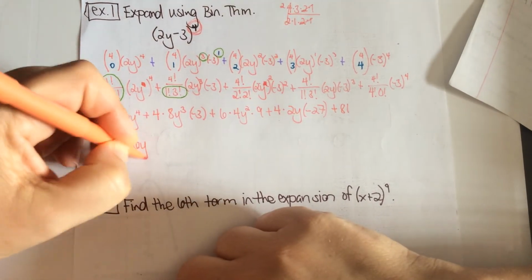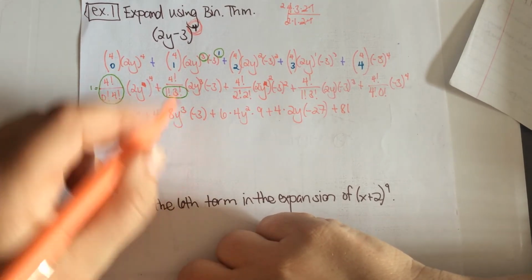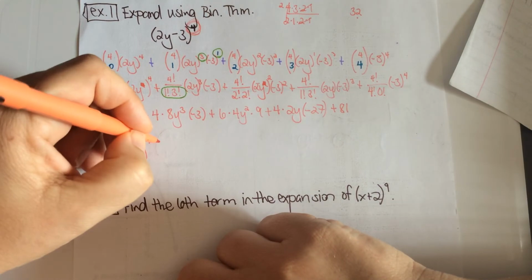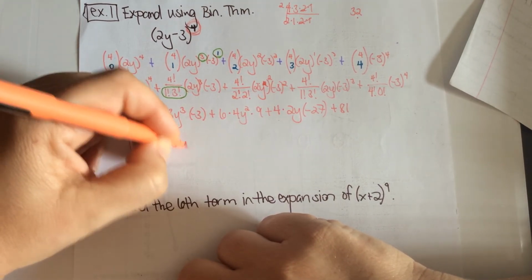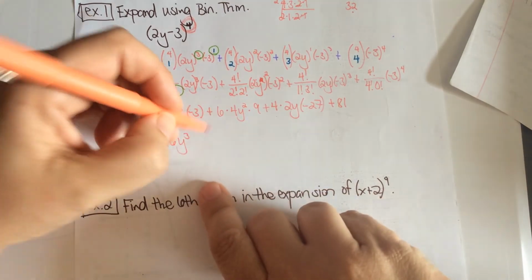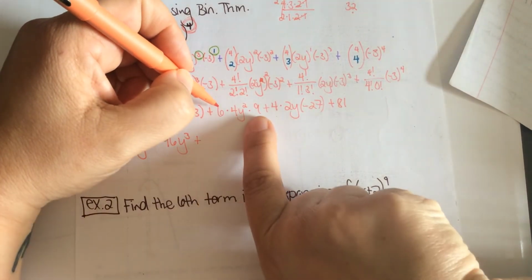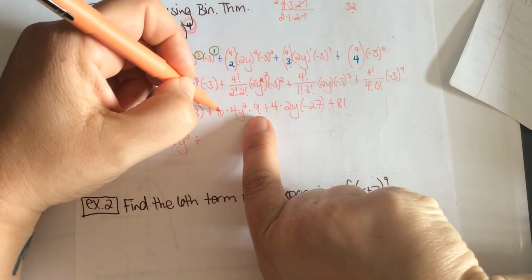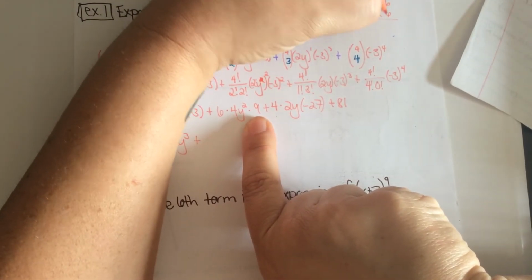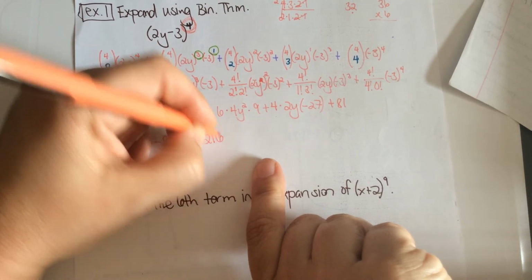16y to the 4th. What is this? 32 times 3. That's going to be what? 96. And it's a minus. Right? And then plus, what is this? 36 times 6. That's 180, 216.